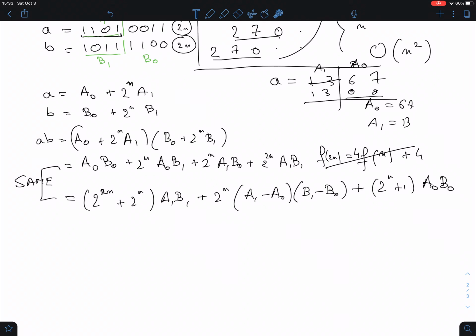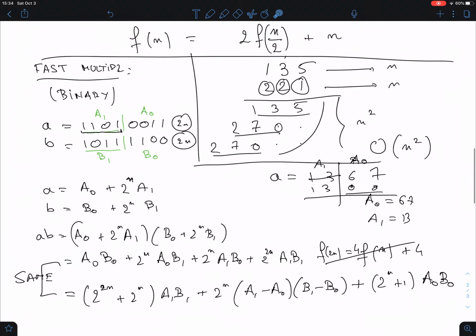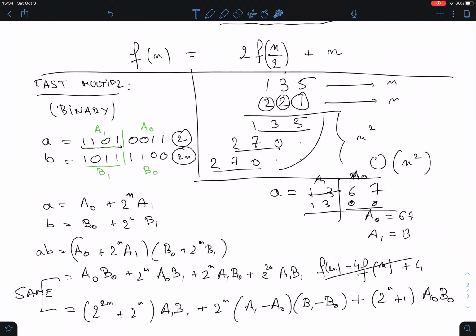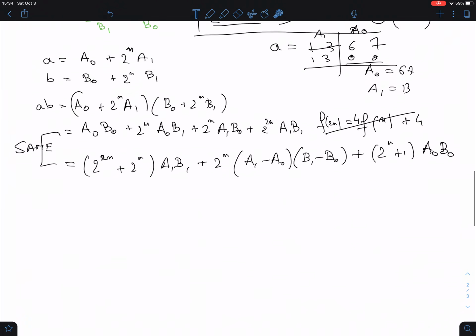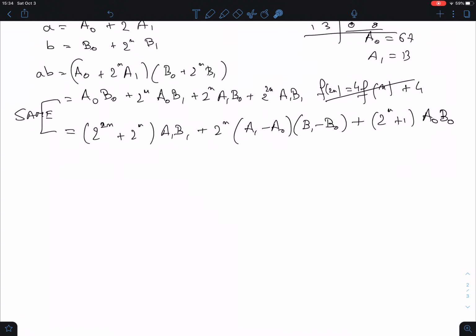A1, B1. So that is one of the multiplications of half the size. A0, B0, another one. But now look at the middle one: A1 minus A0. A subtraction is extremely easy, right? We don't have to make a whole long thing like this. We only subtract once, it's only one line. So the complexity of subtraction is just n, not n squared. So calculating this number is not so hard, and calculating this number is not so hard.